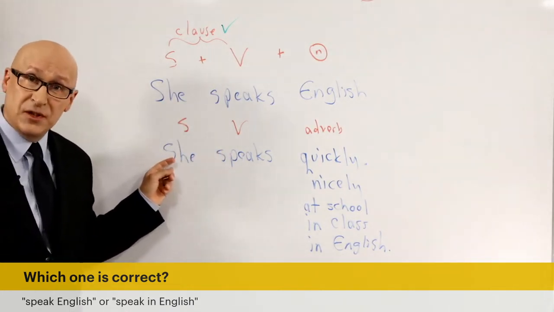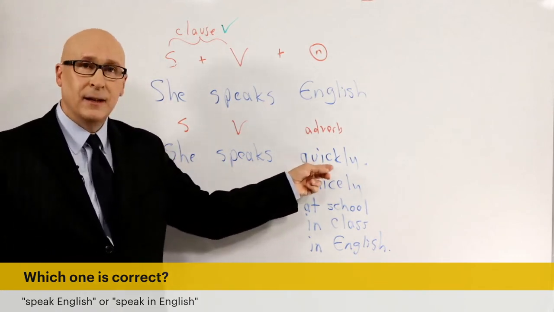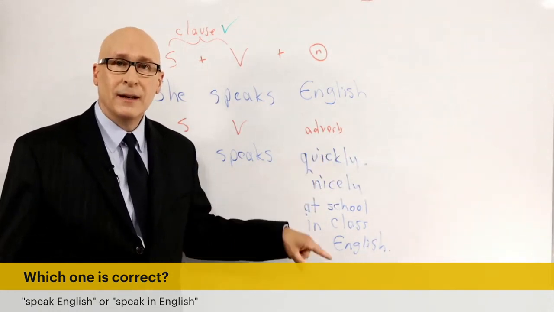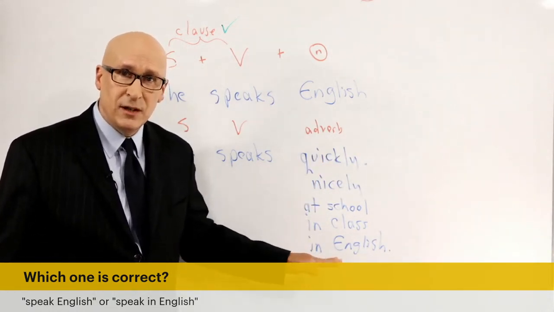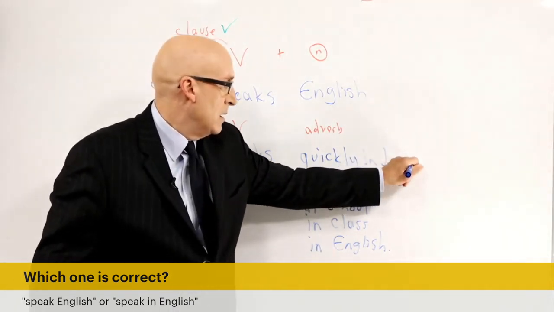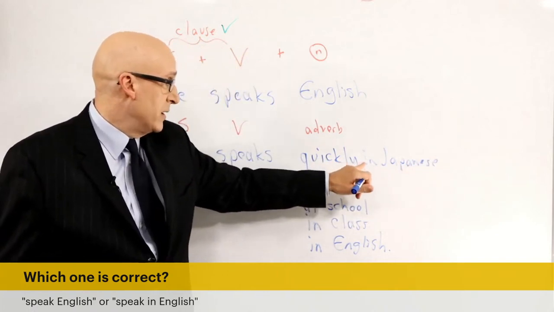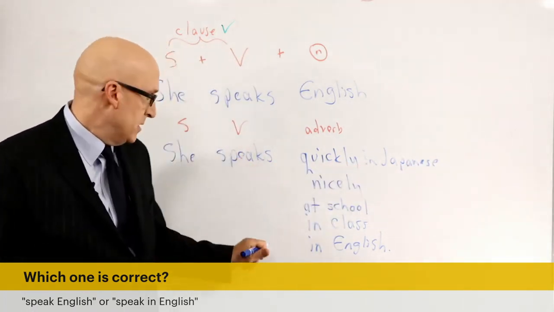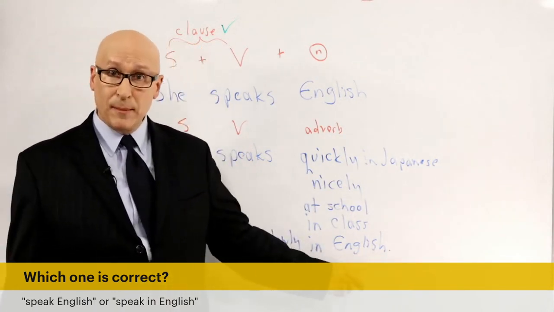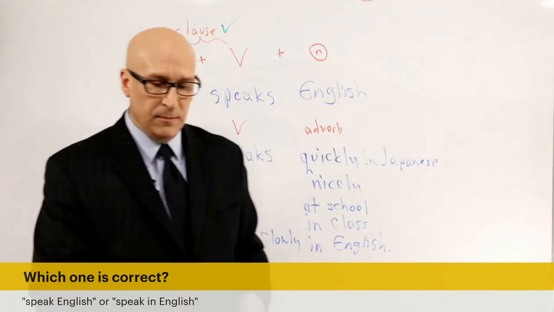If the question is, how does she speak? You could say, she speaks quickly in Japanese, her native language, or she speaks slowly in English. In this situation, she speaks slowly. In Japanese, in that situation, in that language situation, she speaks quickly. She speaks slowly in English. Okay? That is not an object. That's an adverb plus preposition phrase. So the whole thing acts like an adverb. So in answer to this question, both are possible.